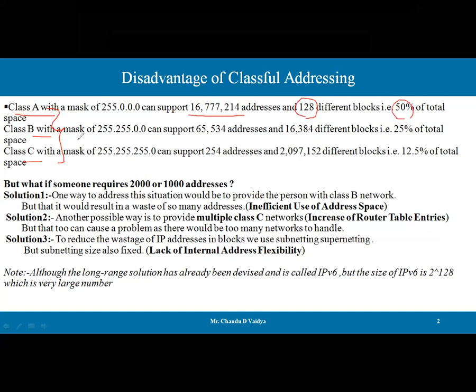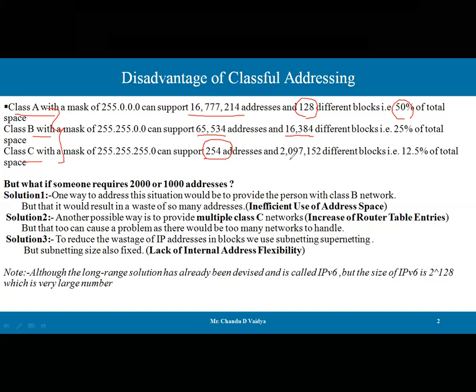In class B, the default mask is again 255.255.0.0 and it supports 65,534 addresses, for 16,384 different blocks. So this is a very huge number. And in class C also, we have only 256 or 254 valid IP addresses available, with 2,097,152 blocks available. So if you talk about classful addressing, there are plenty of addresses that are going to be wasted.